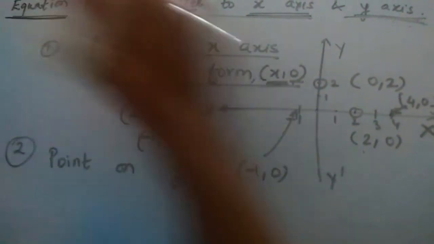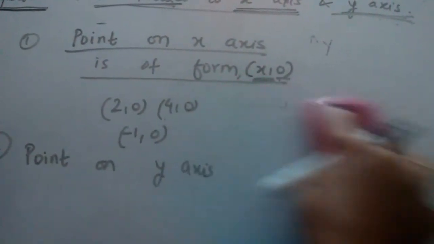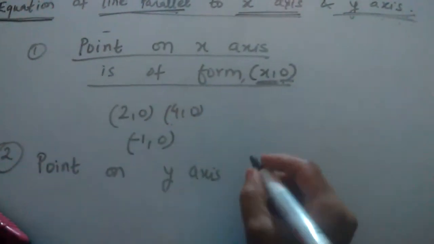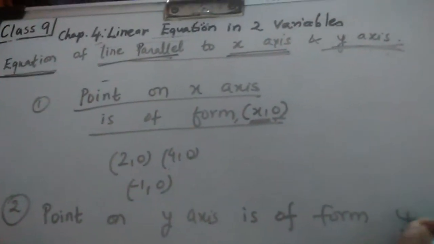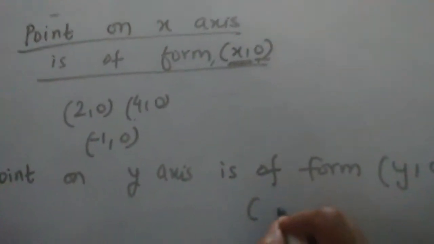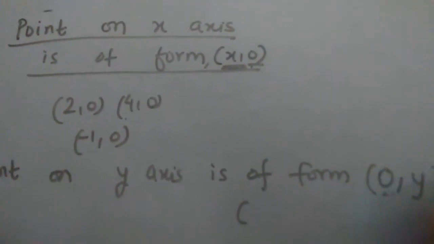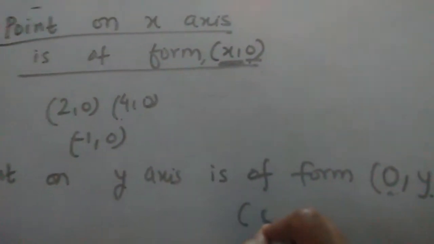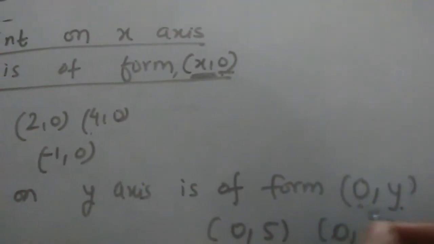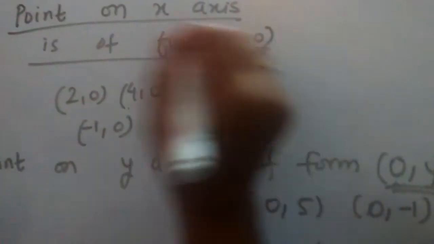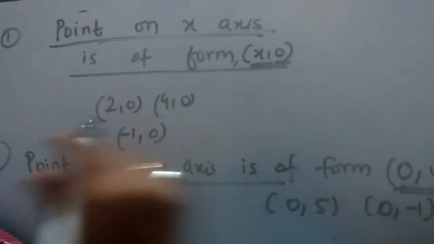Okay, I'll explain this with graph paper also, but first we'll understand the concept. A point on the y axis is of the form 0 comma y, right? The x coordinate is 0 and this is y. So it's of the form 0 comma 5 or 0 comma minus 1, right? 0 comma y and x comma 0. This is the representation of a point which is on the x axis and a point on the y axis.